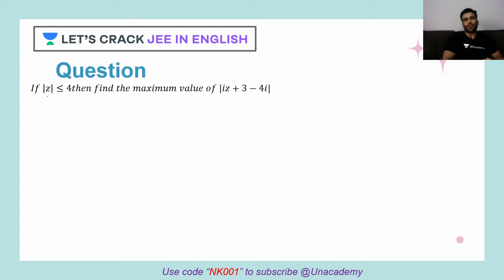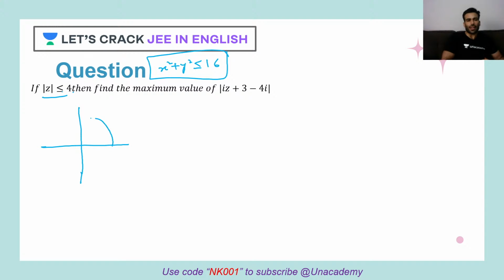Okay. Now look at this question. It's a very good question. So mod of z is less than or equal to 4. So basically, again, if you see it, x squared plus y squared is less than or equal to 16. So it seems as if someone has made a circle having radius 4, and it has all the points inside this circle. Radius 4.